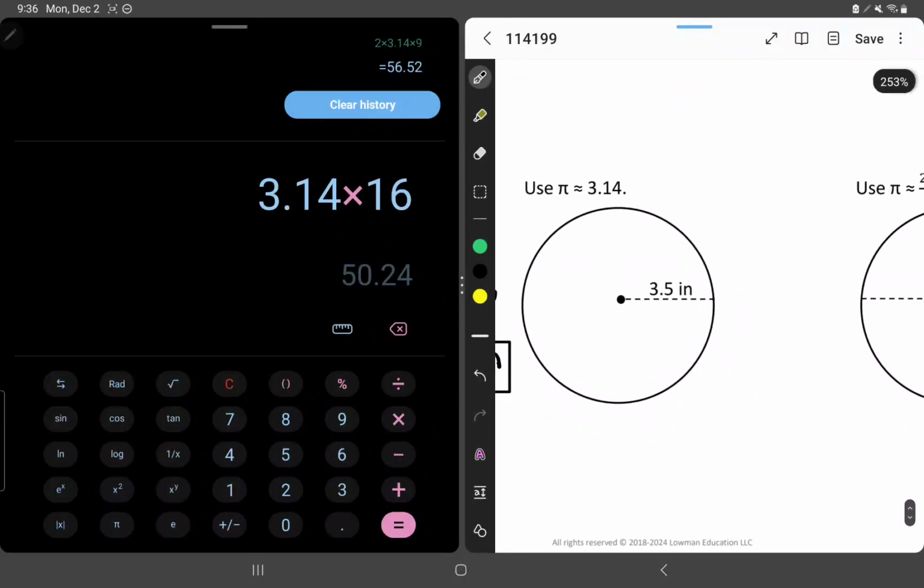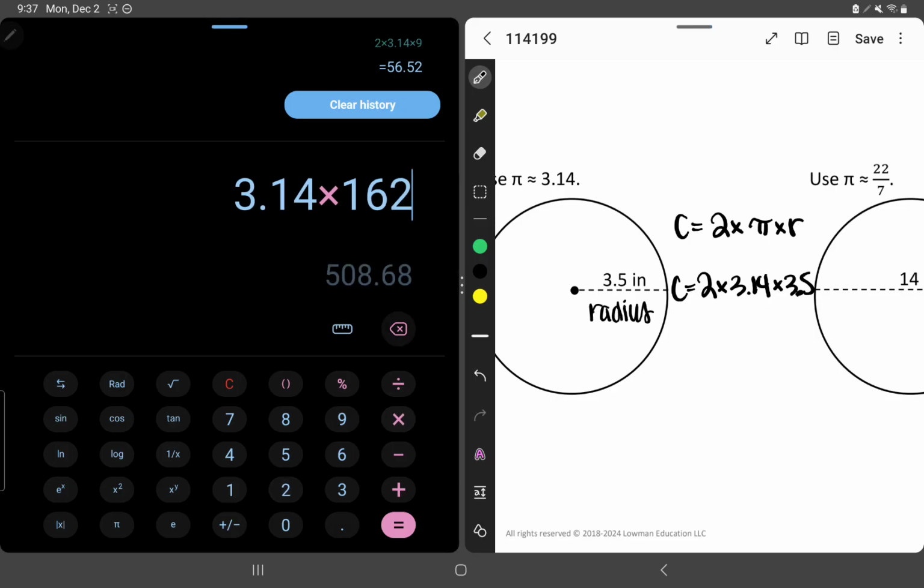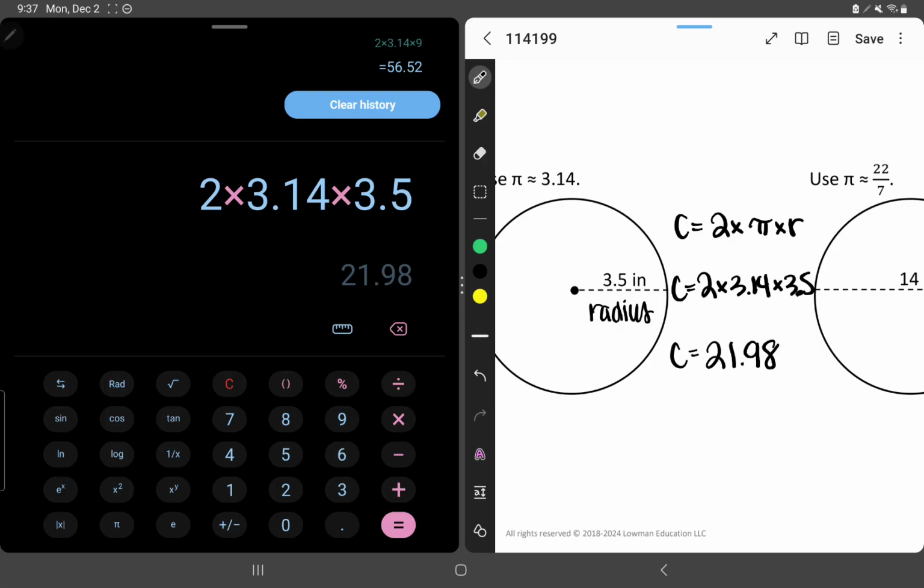Next up, it's telling us to find the circumference of this. This is a radius or a diameter? This is a radius. So what formula are we using? Circumference equals 2 times pi times radius, or circumference equals 2 times 3.14 times 3.5, which is going to give us 21.98 inches.